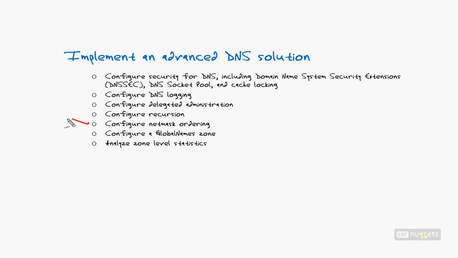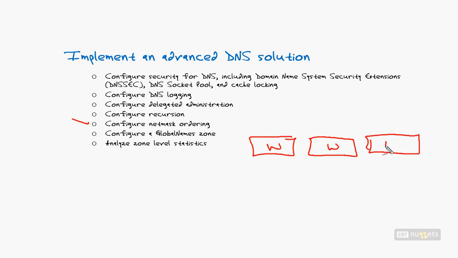And netmask ordering is another one of these special use cases that it's enabled by default. But I want to explain why it exists. Let's assume, for example, that you have, let's call it a WSUS server. And in fact, you don't have one WSUS server, you have 3 WSUS servers. Here's one. Here's 2, and then here's the 3rd one.